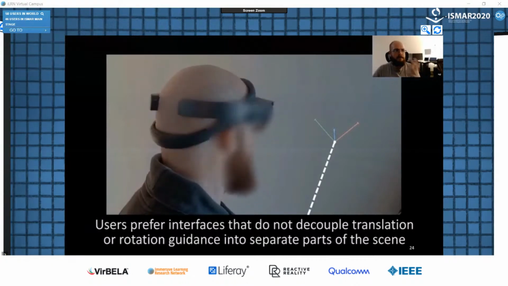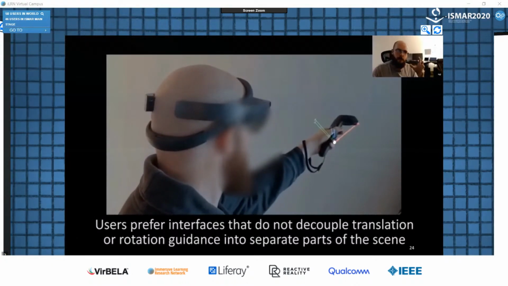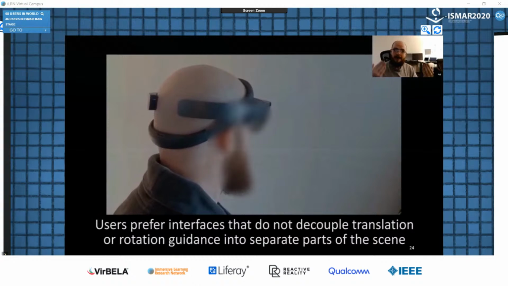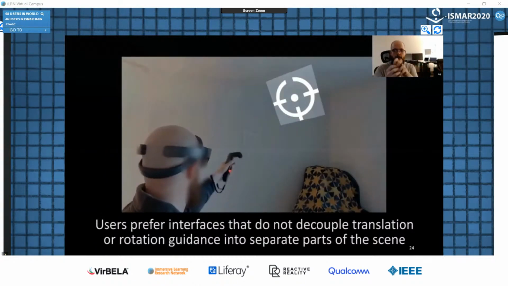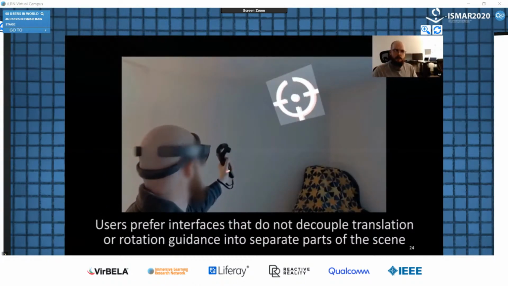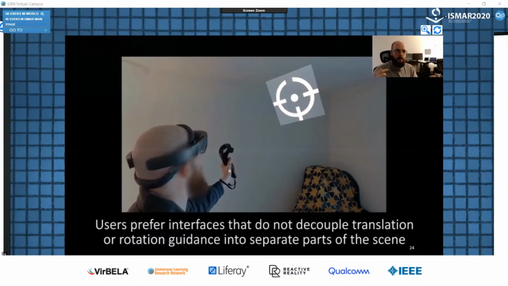And when it comes to alignment strategy, users will prefer the interfaces that show both rotation guidance and translation guidance together, rather than trying to decouple them. Even though the users will refine that alignment by going back and forth between translation and rotation, the interface should let the user decide when and how to switch between those two tasks.